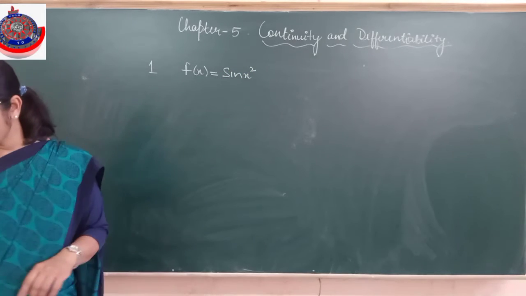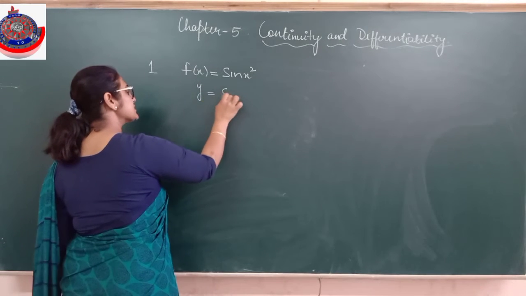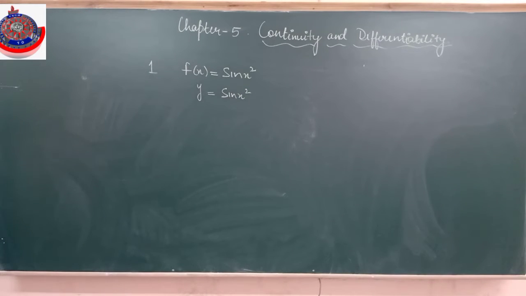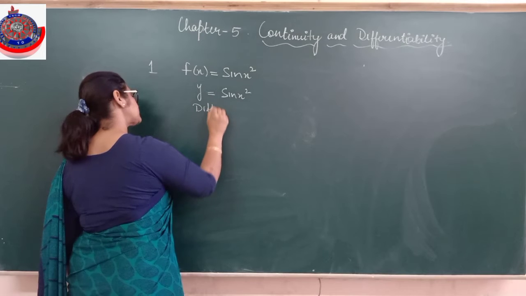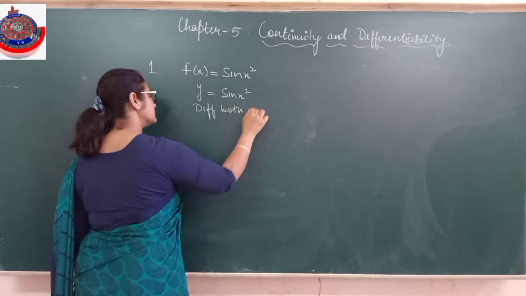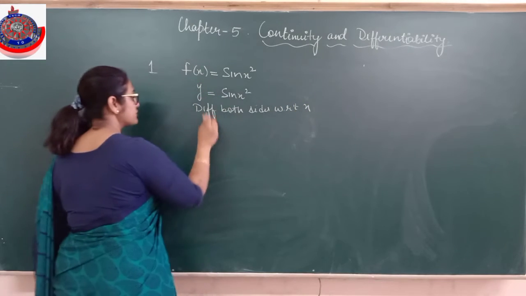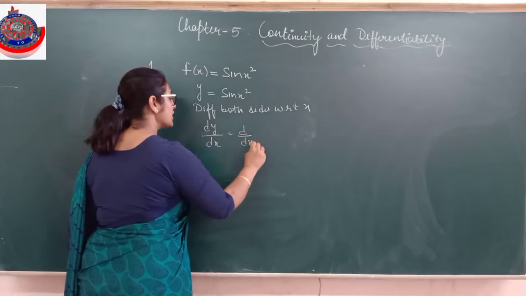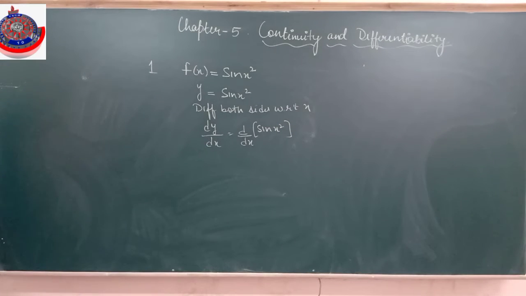Alright, like the same question I picked up. They asked me to differentiate f of x, or I'll assume it as y. Alright, sin x square. Fine. So what I'll do, differentiate both sides with respect to x. When I differentiate y, differentiation of y with respect to x, dy upon dx. Here I have to differentiate sin x square.